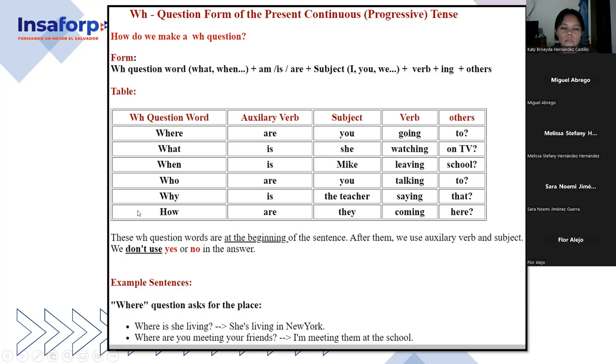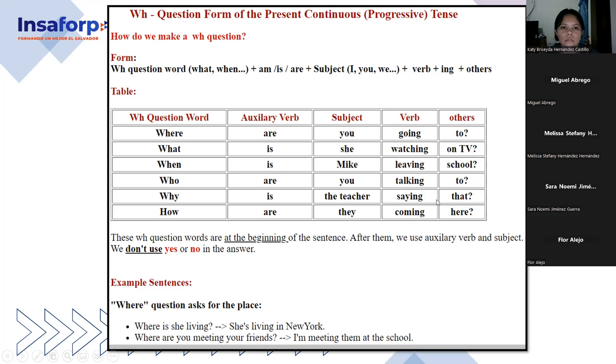In this type of questions, we're not going to answer yes or no. Para este tipo de preguntas, si a mí me preguntan, por ejemplo, who are you talking to? ¿Con quién estás hablando? Yo no puedo contestar, yes, I am, ¿verdad? O no puedo contestar, no, I am not. Tengo que contestar la pieza de información que se me está pidiendo. Who are you talking to? I am talking to my students. O I am talking to my friends, right? And so on and so forth.